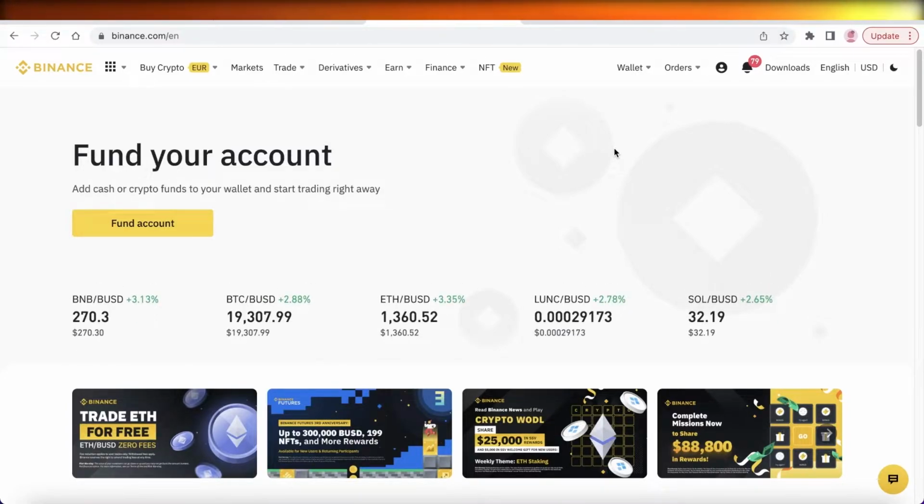Today we will be taking a look at how you can get started with Binance and how you can trade and invest using the Binance platform. So let's get into it.